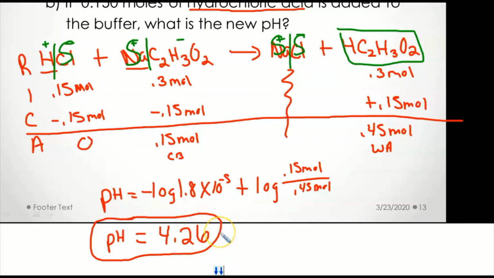So that's pretty much buffers and how a buffer reacts when you add in an acid or a base to the buffer situation. Please email me if you have any questions or concerns about this lesson.